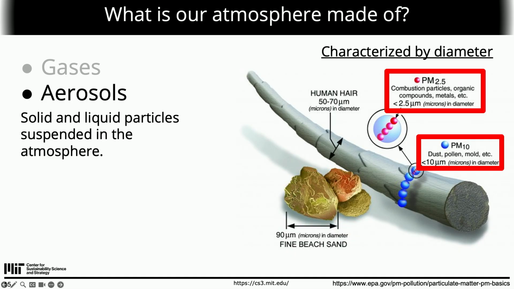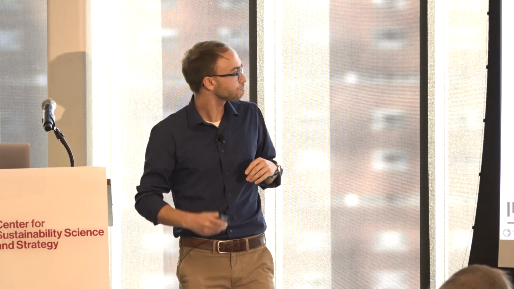And these sizes correspond to the sort of effects that they can have on human health. So less than 2.5, they can get deep into the respiratory system and into the lungs and the cardiovascular system, whereas PM10 is less likely to get that deep, but still can be an irritant to breathing.